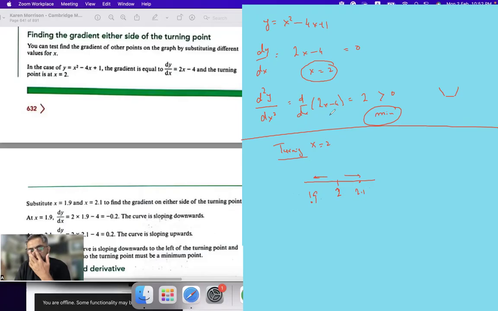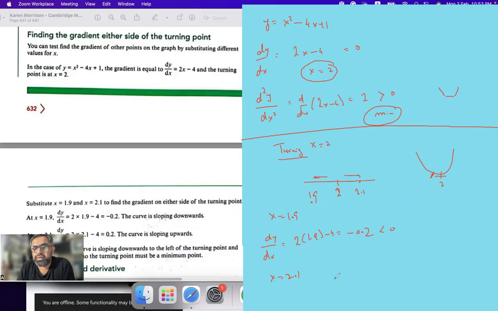Actually, it's the same thing as looking at the second derivative: is the slope increasing or decreasing? So suppose x is equal to 1.9. Our turning point is at 2, so we look a little before the turning point at x is equal to 1.9. So dy by dx, its slope, is 2 times 1.9 minus 4. 2 into 1.9 is 3.8, minus 4 is minus 0.2, which is negative. So the slope is negative.